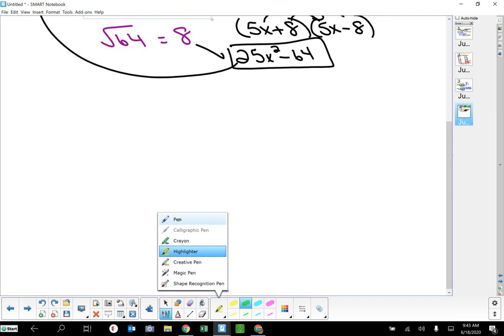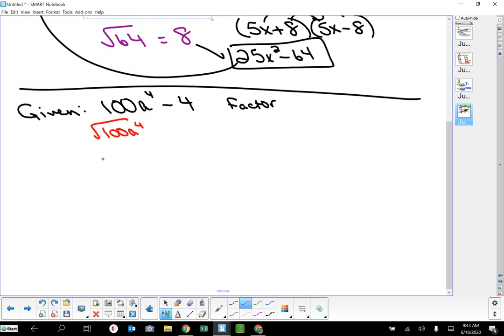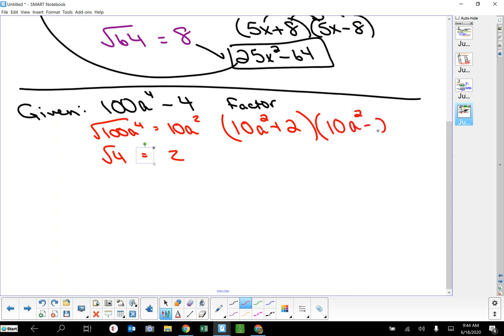Here's an example. Let me change back to an actual pen. So if you're given 100a to the fourth minus 4, you're going to be asked to factor. Well, all you're going to do is take the root of each one. So in essence, I'm taking the root of 100a to the fourth. I'm taking the root of 4. This is 10a squared. This one is 2. And so I would have 10a squared plus 2 and 10a squared minus 2.